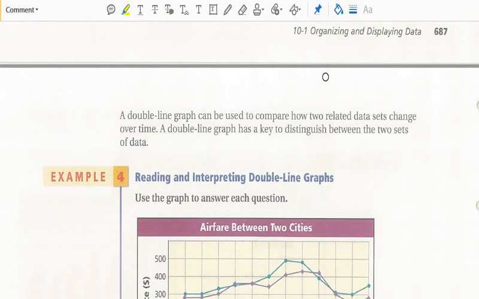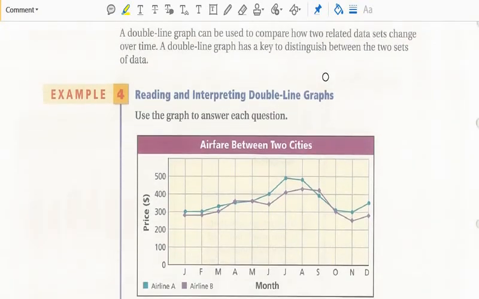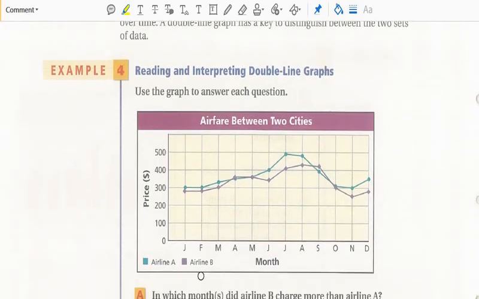And also the fourth type is the double line graph. It displays data which changes over time, and a double line graph compares two related data sets. When I have a double bar graph or double line graph, I must have a key to tell the two data sets apart. Like in this example, I have two airlines, A and B, A in blue and B in purple, so I can find out the difference between them.